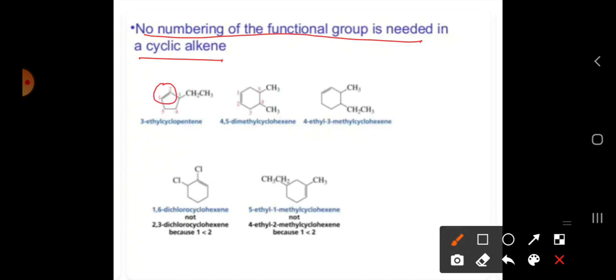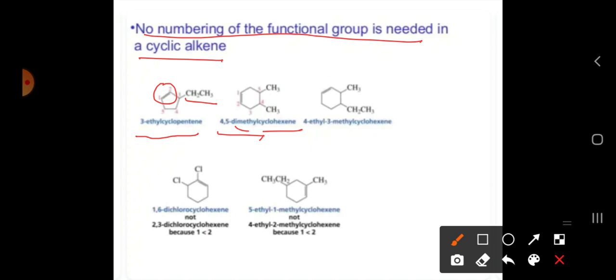So by this what we can say, 1, 2, 3, 4, 5. At 3rd position substituent is present. So we can say 3-ethyl cyclopentene. Why? Because there are 5 carbons over here. If you observe here, 1, 2, 3, 4, 5. So at 4th position, 5th position dimethyl group is there, and here we can say directly cyclohexane. No need to say numbering here to this double bond.